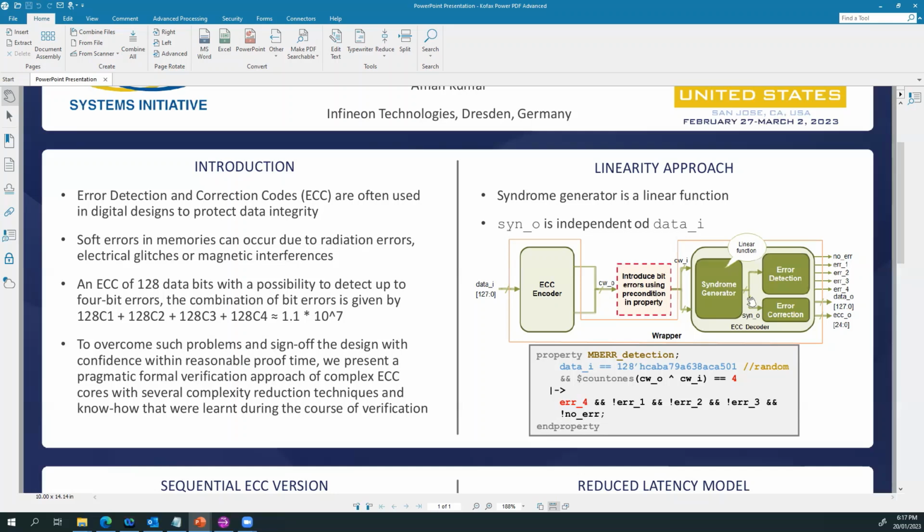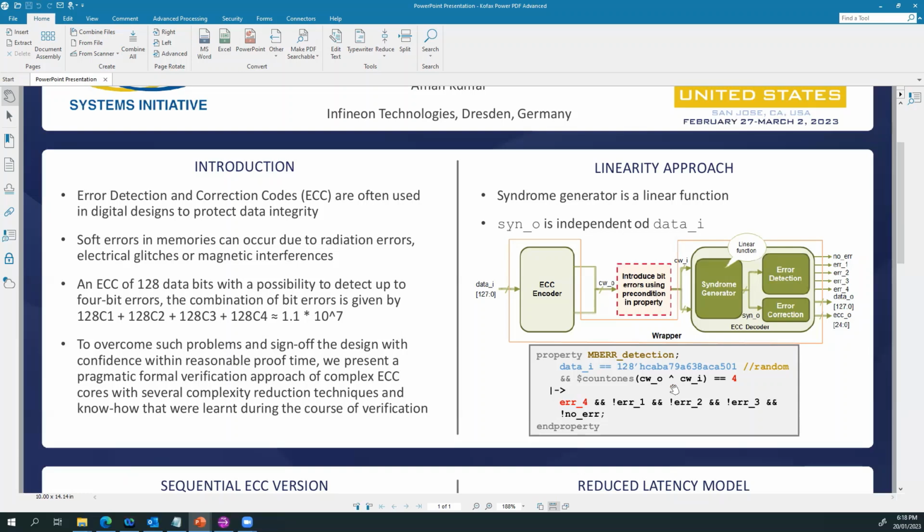And once we prove this using the properties, we could make sure that the output from the syndrome generator is independent of data input. So instead of writing a property where we have randomized data input, basically for any possible value, we take a fixed random value and only prove the property for that fixed value. So for example, if you want to detect multi-bit error detection, which is 4 bits of error detection, we say that the data I on the antecedent is fixed to a certain value.